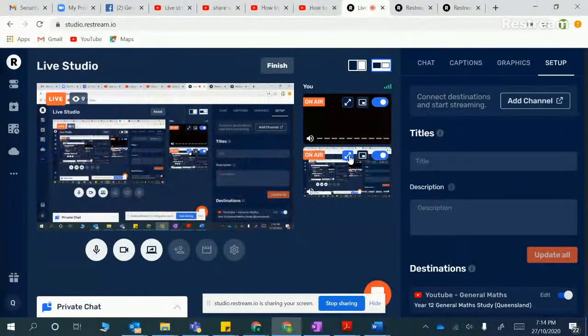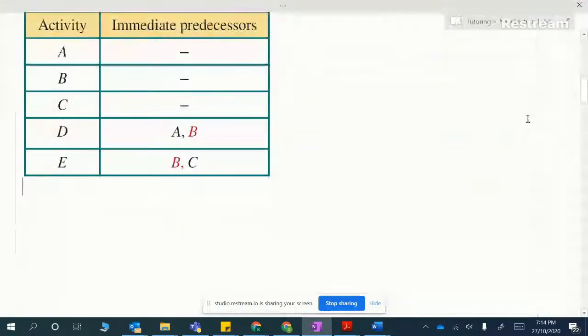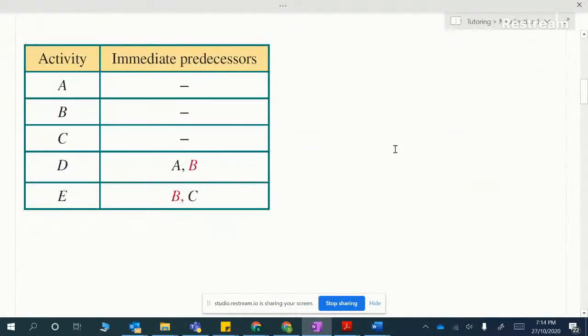Someone asked if I can save this. I'm going to do my best to save it. I am new to this kind of thing, so I will do my best to make sure that people can watch it later. Okay. So I found a question that I can do for a nice, easy dummy activity question. All right, let me bring that up.